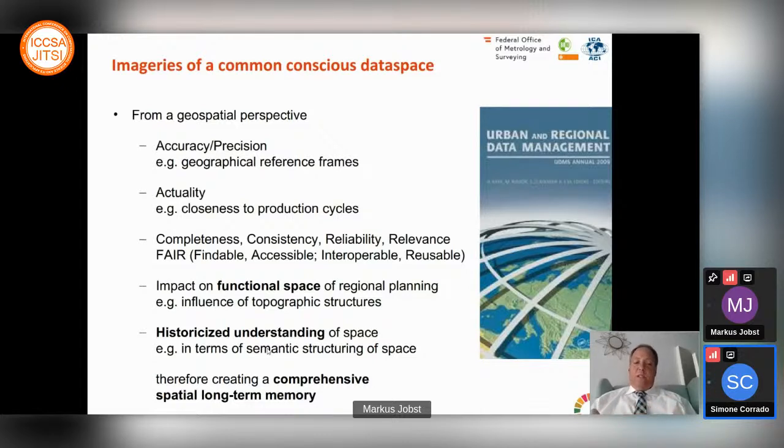Furthermore, we need to have a historicized understanding of space. So the semantic structures are changing continuously. And we need to understand, or to store, and to make the historicized development available. At least these requirements are creating a comprehensive spatial long-term memory, which is used for the urban and regional data management, geoinformation management, and analysis.